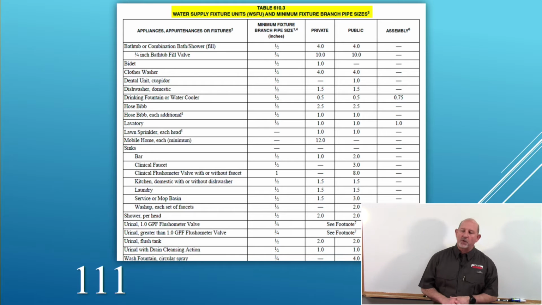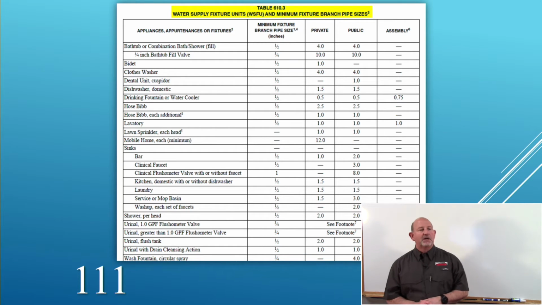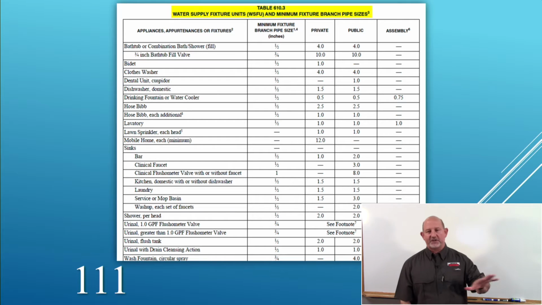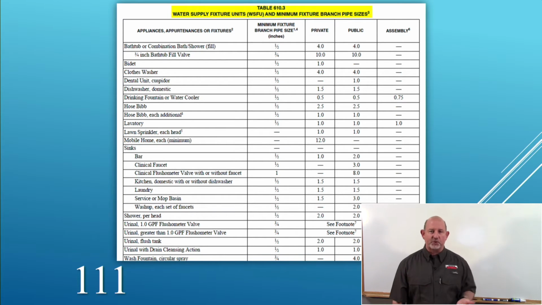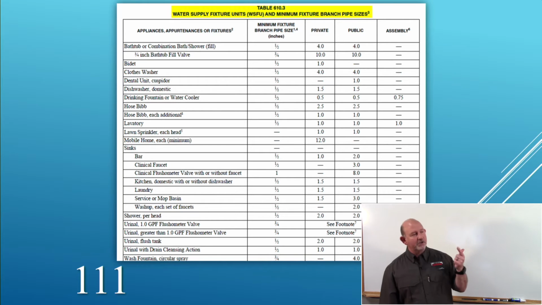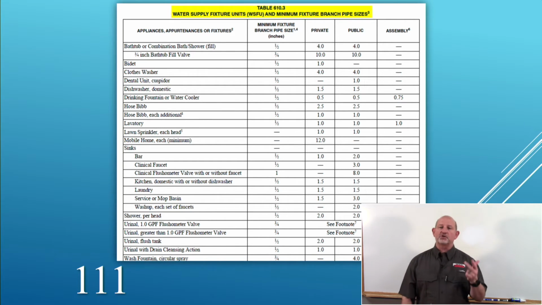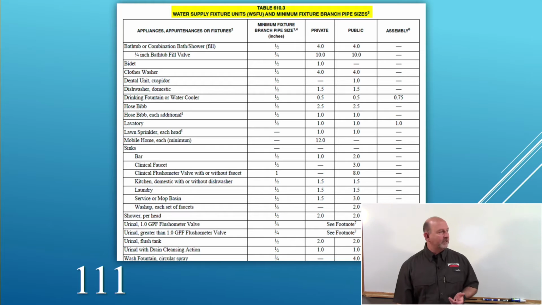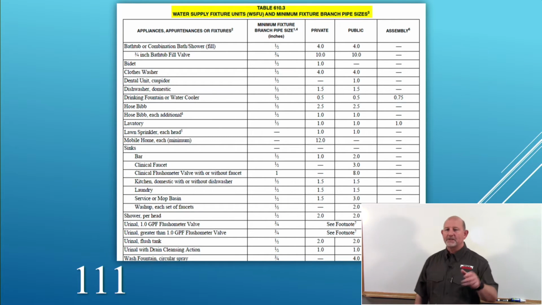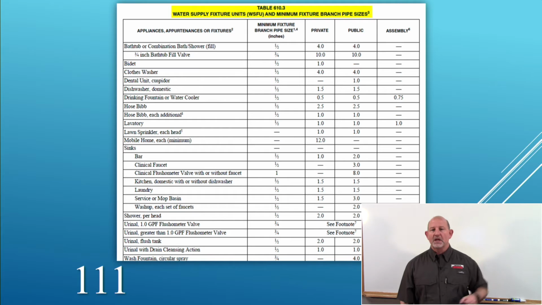So let's do a quick little sizing exercise here. I'm just going to take the first 5 fixtures off the table. So let's say I got 1 water pipe that's feeding a bathtub or combination bath shower. It's also feeding a separate 3/4 bathtub fill valve. It's also feeding a separate bidet. It's also feeding a separate clothes washer, and it's also feeding a dental cuspidor sink, right? So let's take all 5 of those, and let's say it's feeding all those.